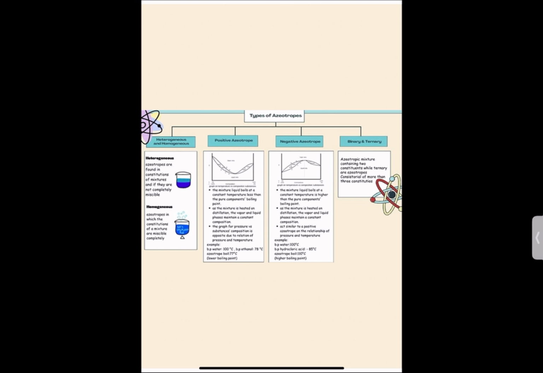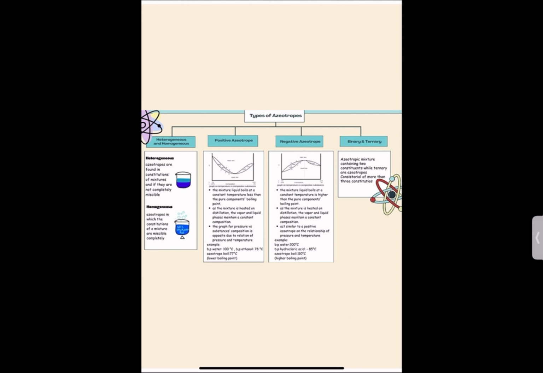As you can see, the graph of the temperature is dome-shaped, which is opposite to the U-shape, and the graph for pressure will be a U-shape due to the relation of temperature and pressure, which is inversely proportional. As an example, the azeotrope boiling point is higher than the boiling points of hydrochloric acid and water.